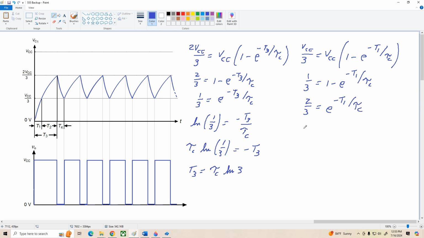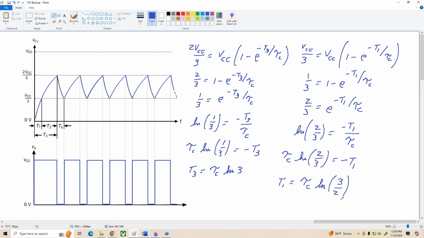Taking the natural log of both sides, ln of 2/3 is equal to negative t1 over tau sub c. And again, multiplying by tau sub c, we get tau c times ln 2 over 3 equals negative t1, and again, to get rid of the negative sign, I can just flip over the fraction in the logarithm, and we get t1 equals charging time constant times the natural log of 3 over 2.